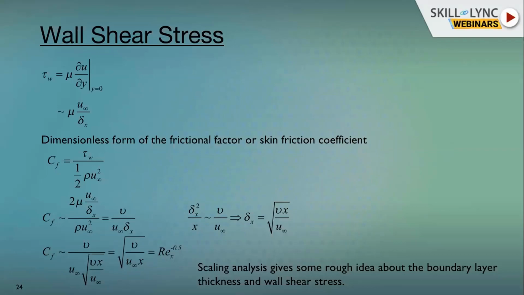So mu del u is how much? From order of magnitude, u infinity minus 0. Then what is the del y? This is nothing but, at a particular x location, del y is nothing but the thickness of that boundary layer minus 0, right?